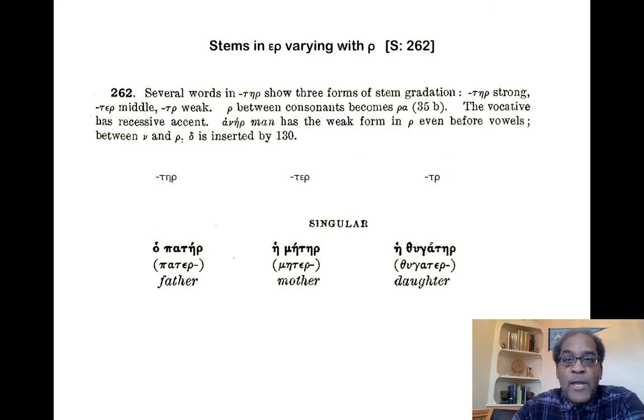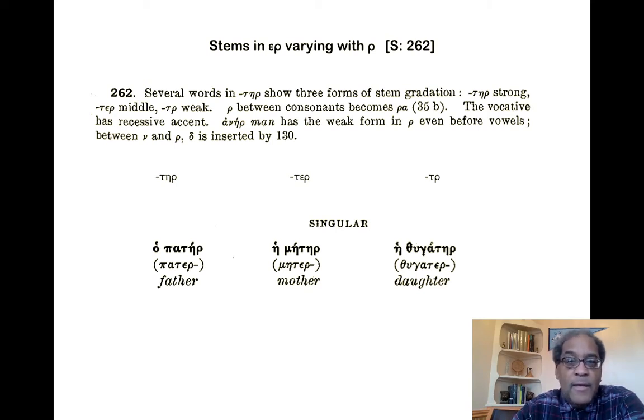Okay, so first up, we have this very interesting set of nouns that are family names or family designations that have stems in epsilon rho varying with rho. So this is a stem that has three different forms of stem gradation: the strong, τήρ, the middle, τερ, and the weak, τρ. And as we have seen with ἀνήρ, rho between consonants can become ρα.